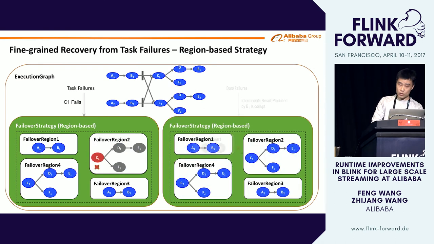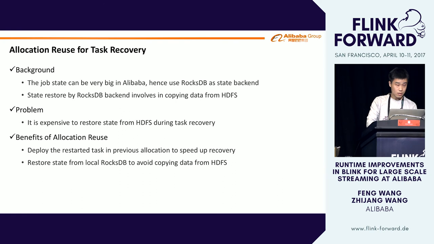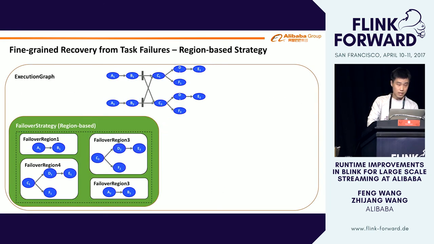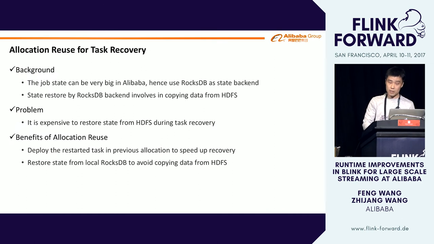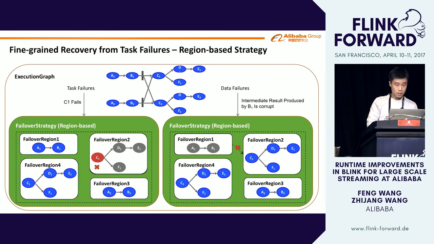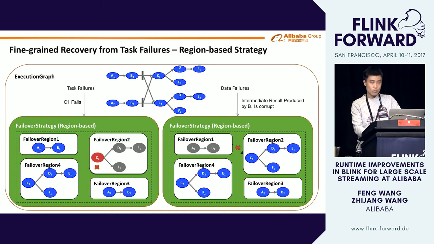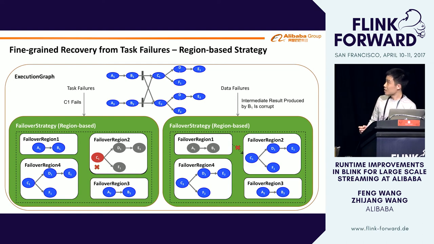Let's look at another failover strategy based on failover regions. The failover region is the minimum unit of task restarts. We remove all the non-pipeline edges from the execution graph. With this, the execution graph will be broken down into some connected components, and each connected component is a failover region. From the above execution graph, we assume that the connection between node B and C is non-pipeline. So four failover regions are constructed from it.